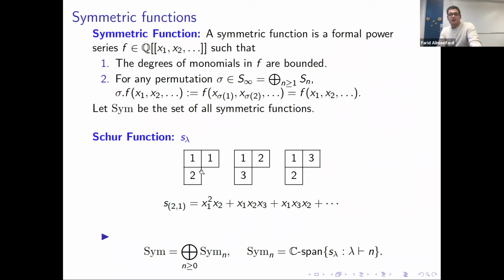Each of these corresponds to a monomial. For example, I can have x1 squared x2, x1 x2 x3, and x1 x3 x2. So when I add up all of these monomials that come from fillings of those tableaux, that will give me Schur functions. Schur functions give a basis for symmetric functions, in the way that the degree n symmetric functions are spanned by Schur functions indexed by integer partitions.